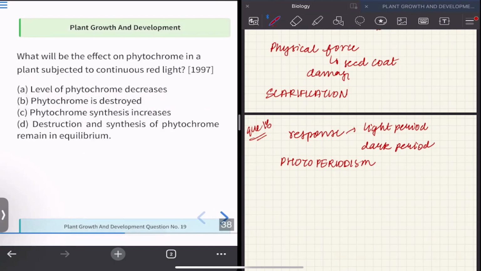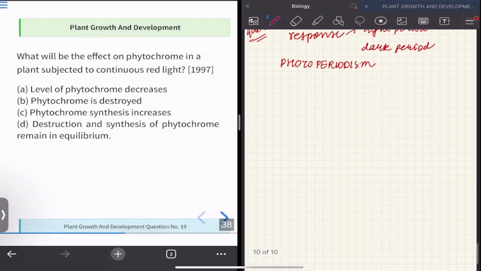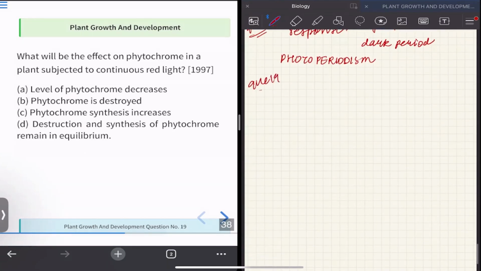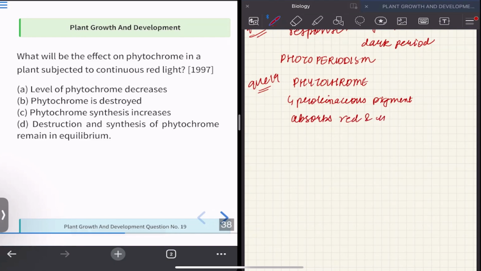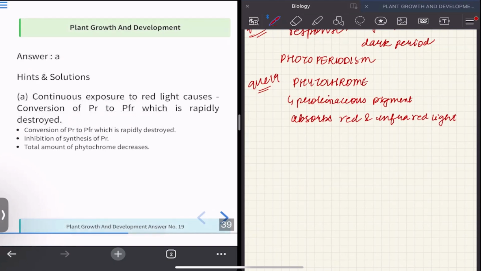What will be the effect on phytochrome in a plant subjected to continuous red light? So we know what phytochrome is. Question number 19. Phytochrome is a proteinaceous pigment and it absorbs red and far red light. Okay, so if we expose phytochrome to too much red light, too much red light can convert PR, which absorbs red light, to PFR, and it is rapidly destroyed.